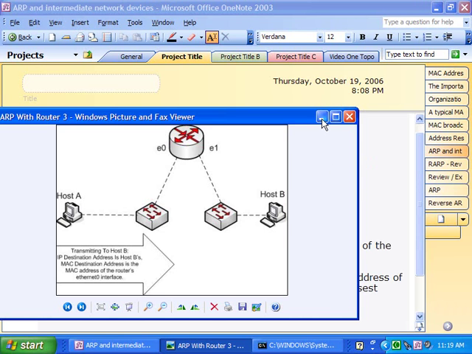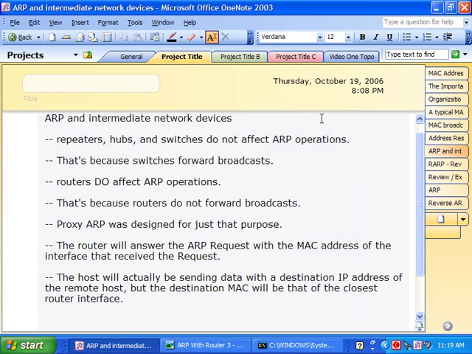Before we discuss reverse ARP, which you'll be happy to hear is nowhere near as complicated as Proxy ARP can be, let's take a quick look here at ARP and intermediate network devices again. Just to repeat, no pun intended, repeaters, hubs, and switches do not affect ARP operations in the least. That's because switches forward broadcasts. Routers do affect ARP operation because routers do not forward broadcasts. Proxy ARP was designed for just that purpose.